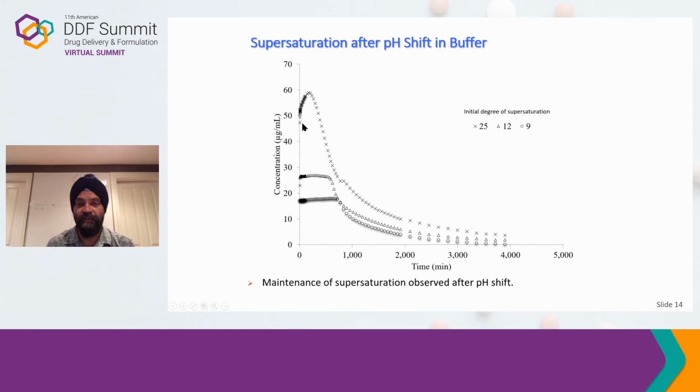So essentially, if you look at different degrees of supersaturation, 25, 12, or 9-fold supersaturation here, and time on the x-axis, are we able to maintain supersaturation and for how long? And you can see, depending on the degree of supersaturation, the fall of the parachute is different. So 25-fold comes down very rapidly, whereas 12 and 9-fold are able to maintain themselves for a prolonged period of time. And these are relevant to the in vivo behavior of the compound.